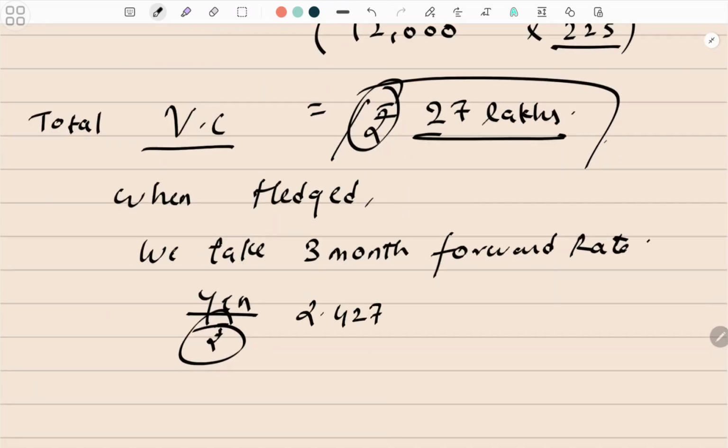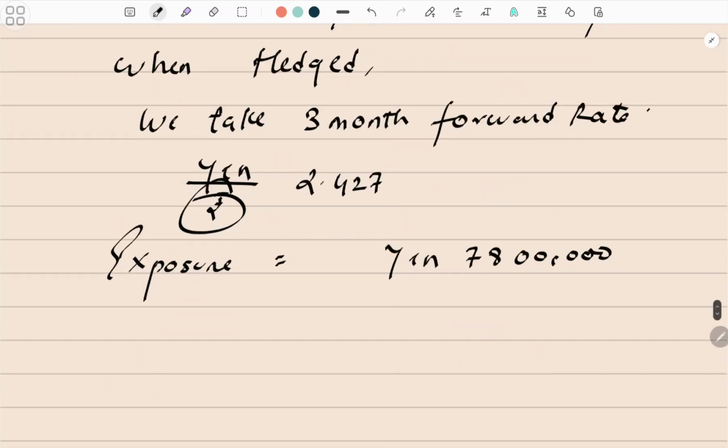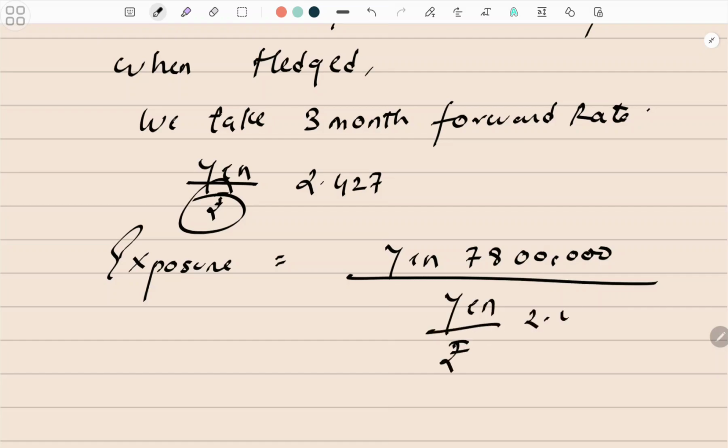2.427 yen by rupee, correct. And my exposure is equal to yen 78 lakhs, correct? And I have a yen by rupee quote. So multiply or divide? I have to divide in order for the common currency, yen, to cancel out. 2.427. Yen will go, and I will be left with the equivalent rupee.